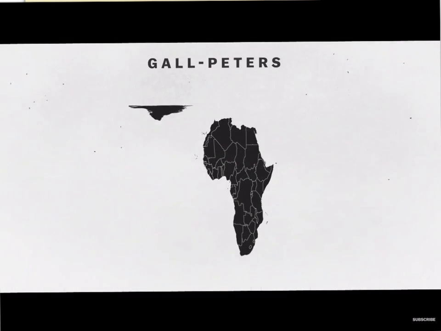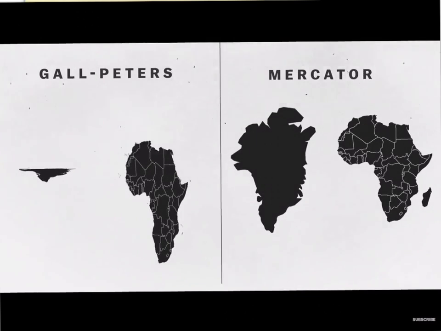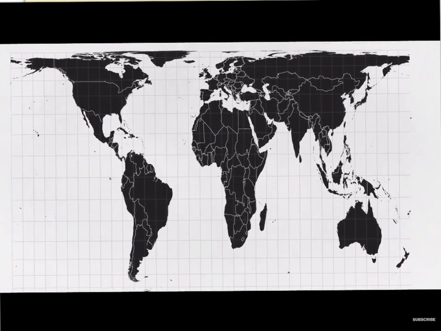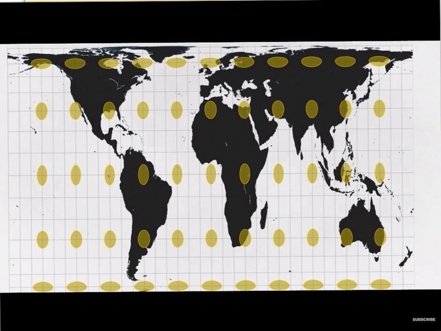Look at Greenland and Africa now. The size comparison is accurate, much better than the Mercator. But it's obvious now that the country shapes are totally distorted. Here are those dots again so that we can see how the projection preserves area while totally distorting shape.